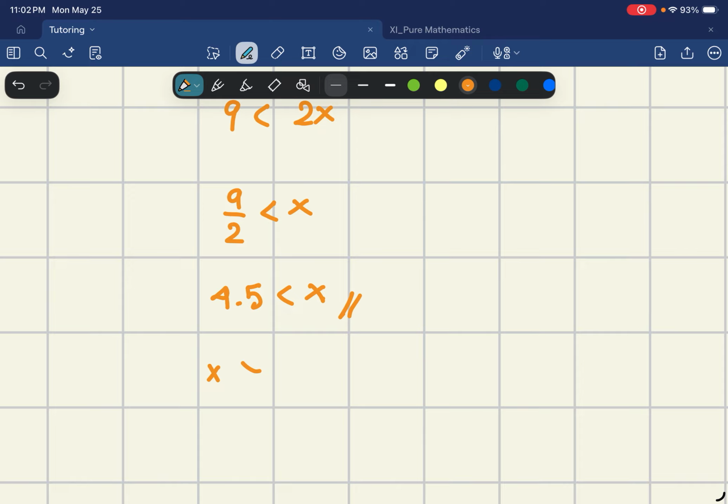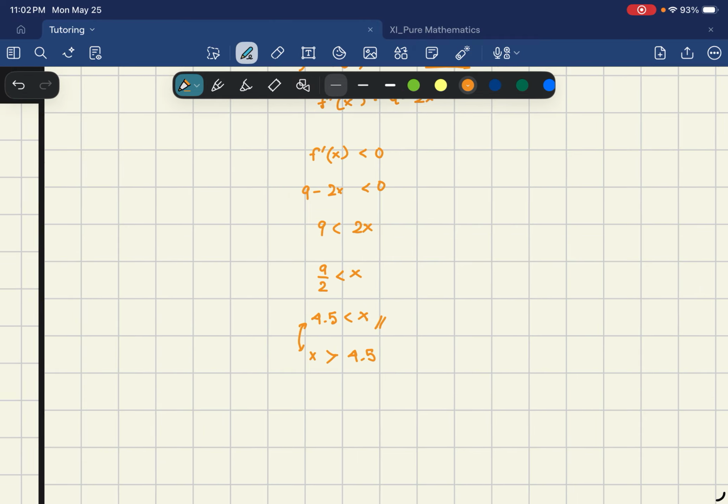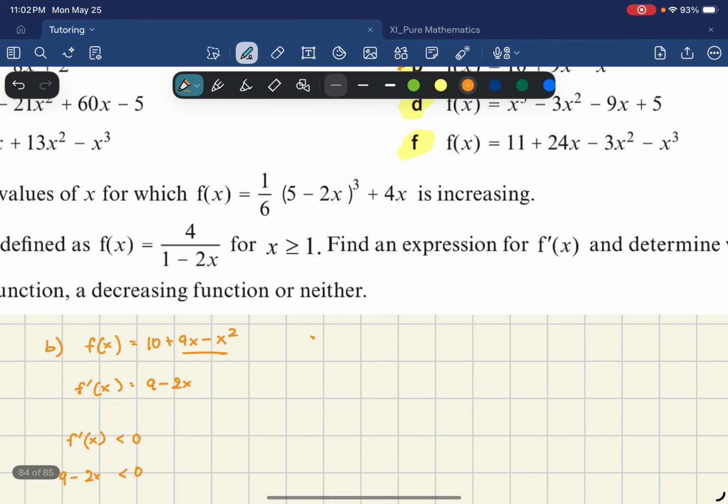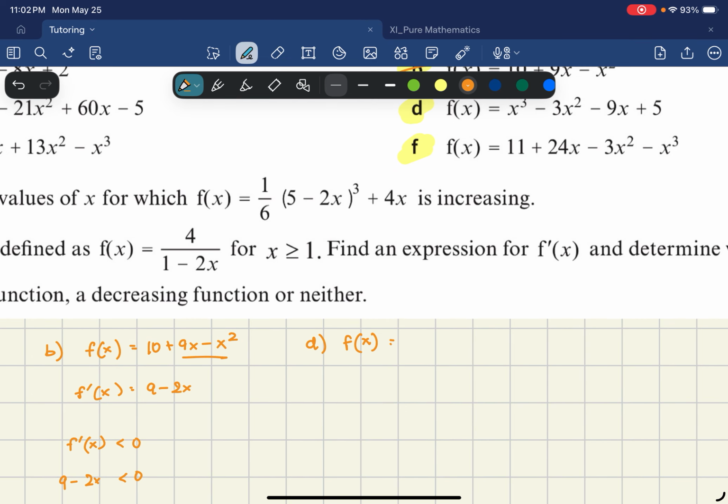Or you can write it as x bigger than 4.5. It means the same thing. These are the same thing. So that is B. For D, it's exactly the same thing. Solve x cubed minus 3x squared minus 9x plus 5.